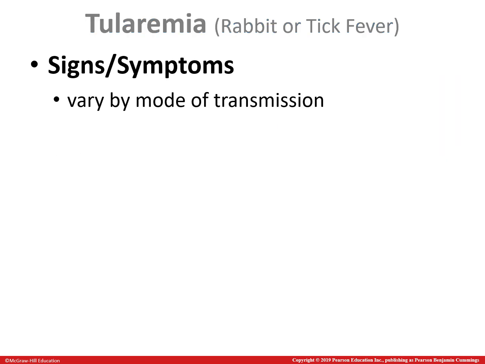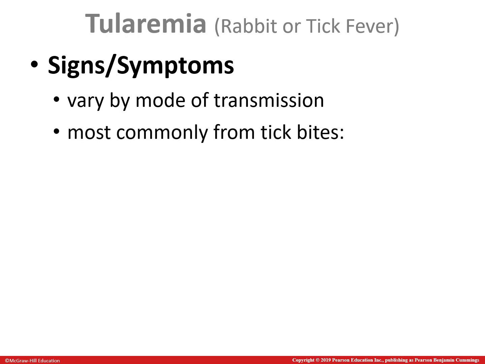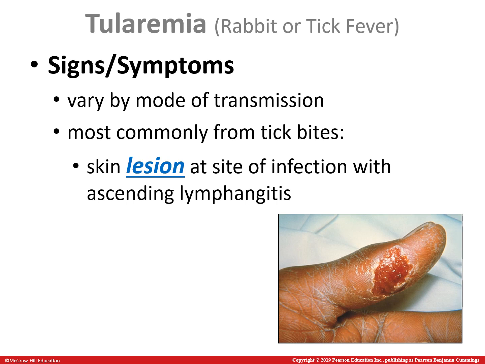So signs and symptoms vary widely. It depends on how it's transmitted. Most commonly, it's again coming from tick bites, and so wherever the tick bite was, there'll be a fairly substantial lesion that forms, and you'll probably get the red streaks forming from that part of the body. And those symptoms can last for years. If it, on the other hand, gets in through the lungs, what we call pneumonic tularemia, then it can be fatal.